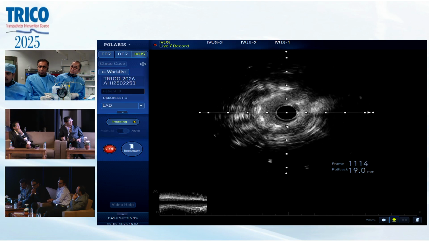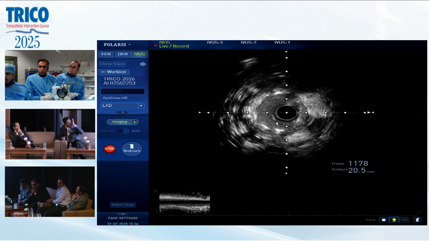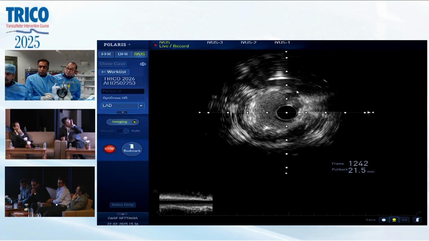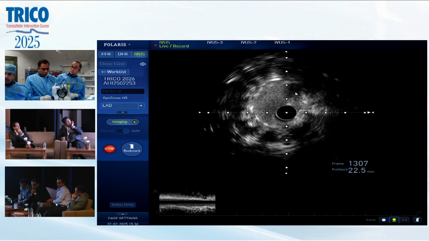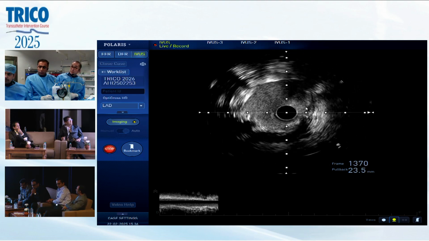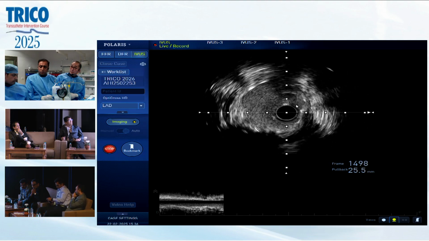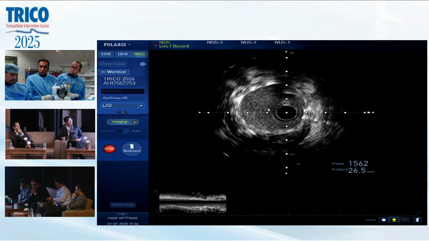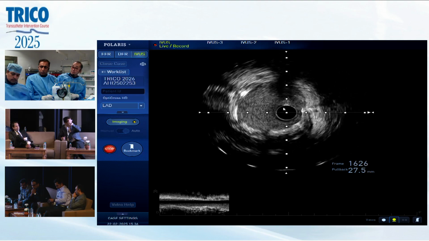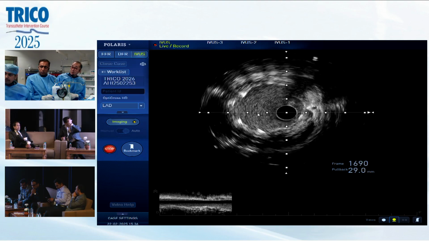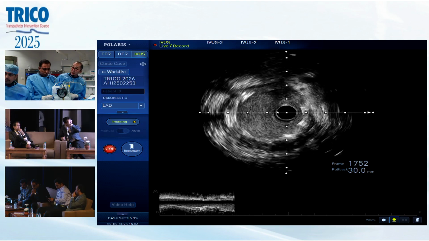Here it's a little bit underexpanded, but okay. Here might be the branch. Right, the branch. Yeah, and the wire is coming here, right? This is the proximal side. 1, 2, 3, 4. 1, 2, 3, 4.